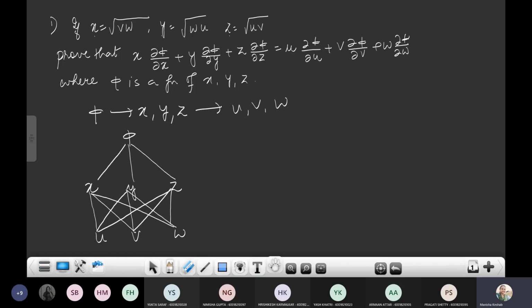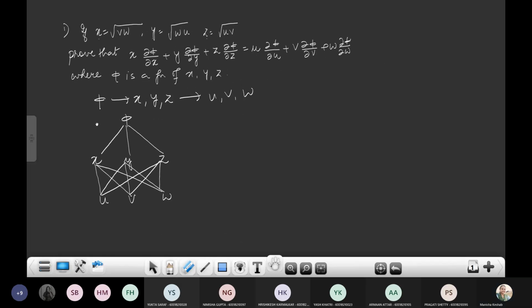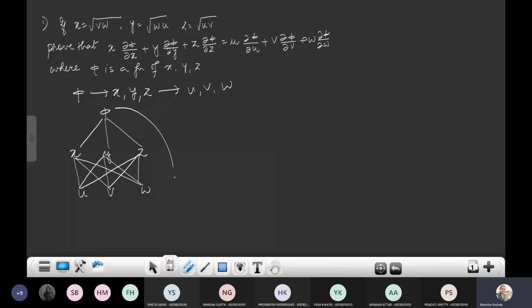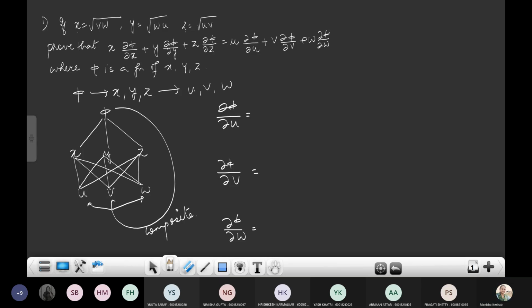So then we can say that phi is a composite function of u, v, and w. Okay, so phi is a composite function of u, v, and w. Therefore, now we know what we need to find. We need to find del phi del u, then del phi del v, and del phi del w. Before we see what we need to prove, let us at least find out what we can find.